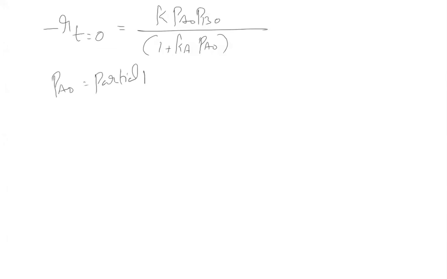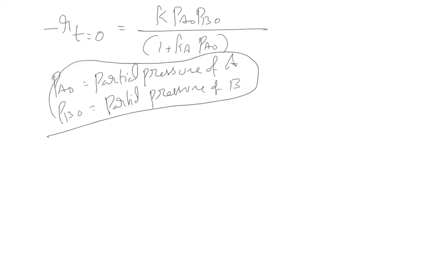Partial pressure of A. What is PB naught? Partial pressure of B. Now which is nothing but, let's say, mole fraction of A into total pressure, mole fraction of B into total pressure.